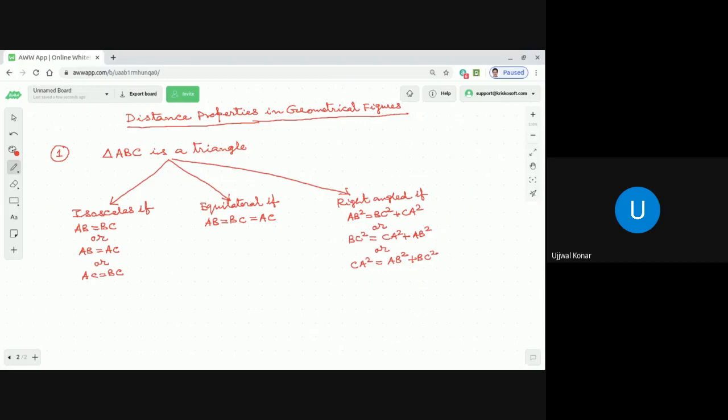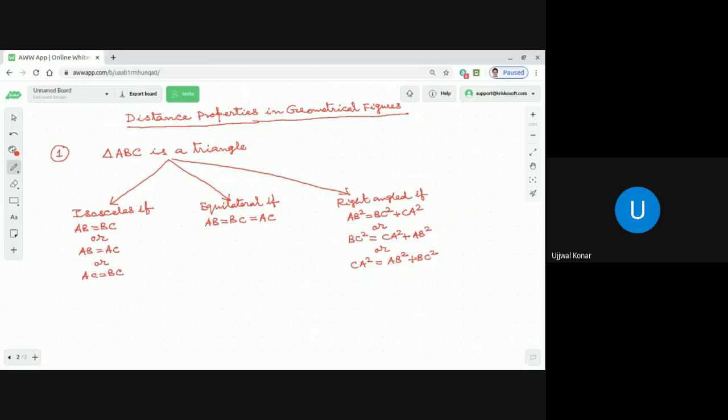As we know the distance formula, if the three coordinates of that triangle ABC, meaning three vertices A, B, C, are given to us, then we can easily find out whether it is isosceles, equilateral or right angled. And dear student, if none of these things is happening, neither isosceles nor equilateral nor right angle, it is a scalene triangle. All the three sides are different. Correct? Okay, so this is the first point.